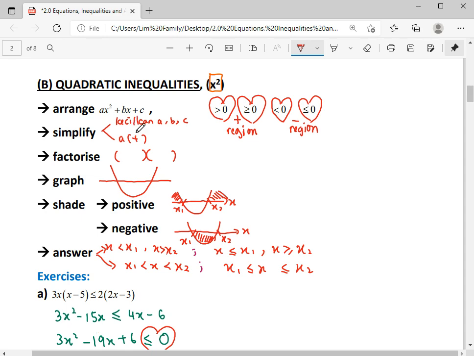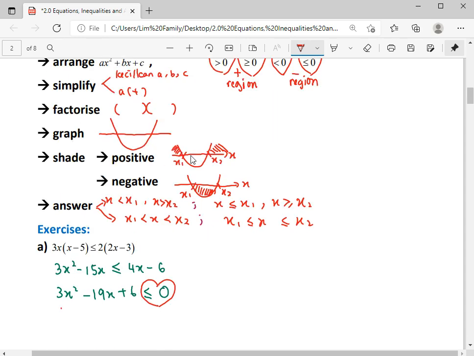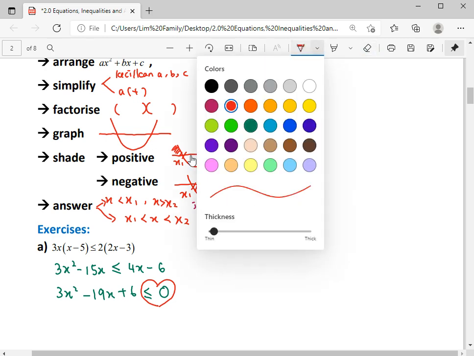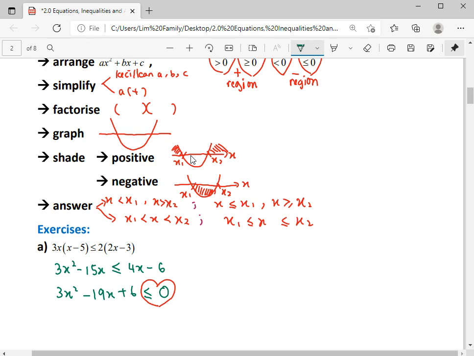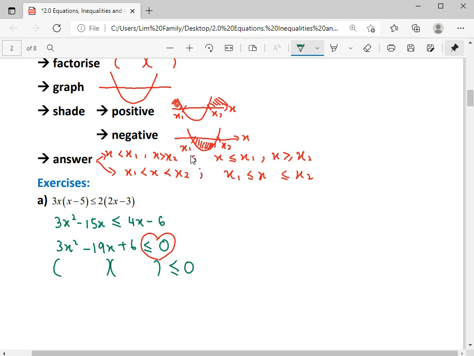And then this quadratic, is it positive? This quadratic, yes, it is positive. Then we can proceed to the next step. We are going to factorize it, and then we are going to graph it. So never write equal things here, because we are doing inequalities.